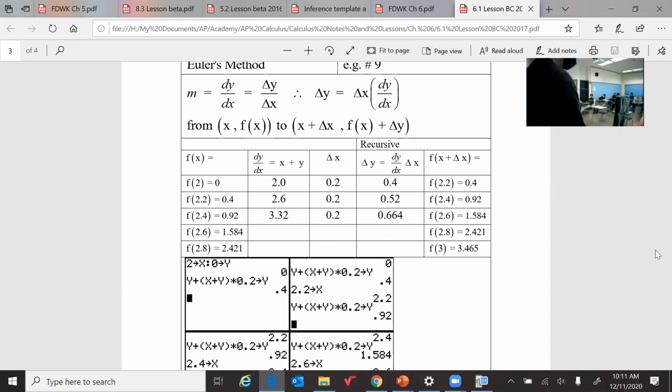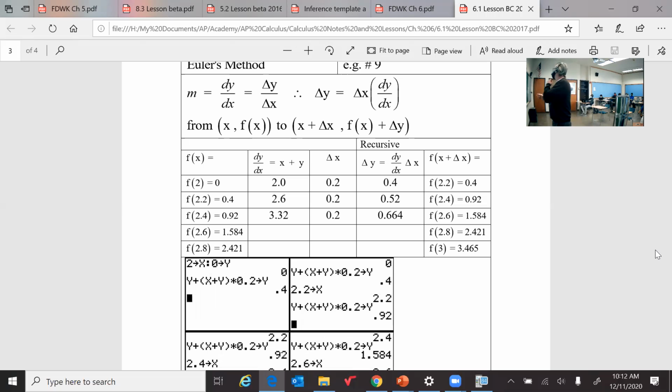For example number 9, here's what you have. There's a picture of the slope field in 3.6. The initial value is (2, 0). I wrote this in function notation because it's kind of cluttered. The derivative is x plus y. And delta x for this question is 2/10. On the PowerPoint, delta x is different, so watch for that change.